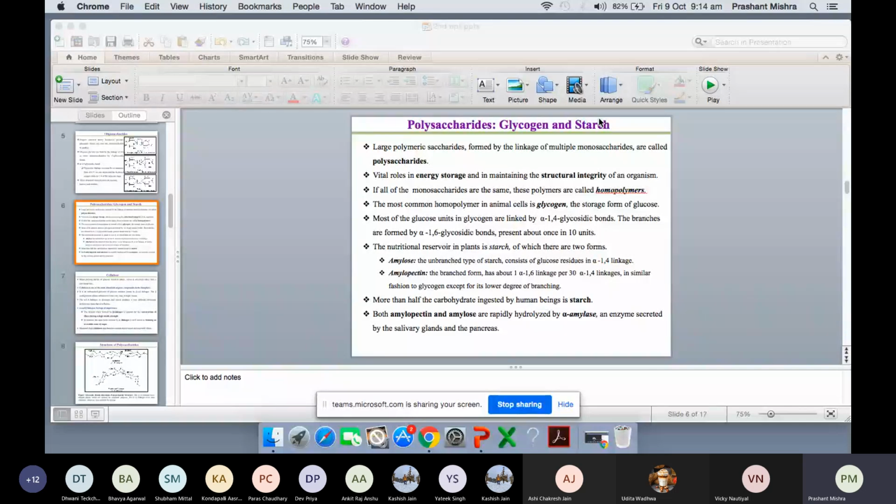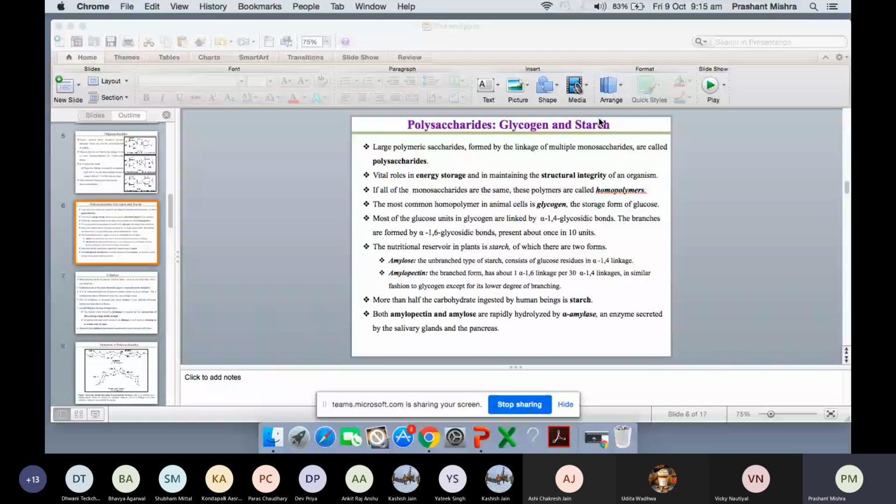In the previous class, we talked about how, whenever you have branching in the molecule, the advantage is that at a given point of time, you can release a large number of monomeric sugar units. So suppose I have amylopectin, which is a branched structure. When alpha amylase acts on amylopectin, it releases a large number of glucose units. And because of the release of glucose units, you get the energy source.